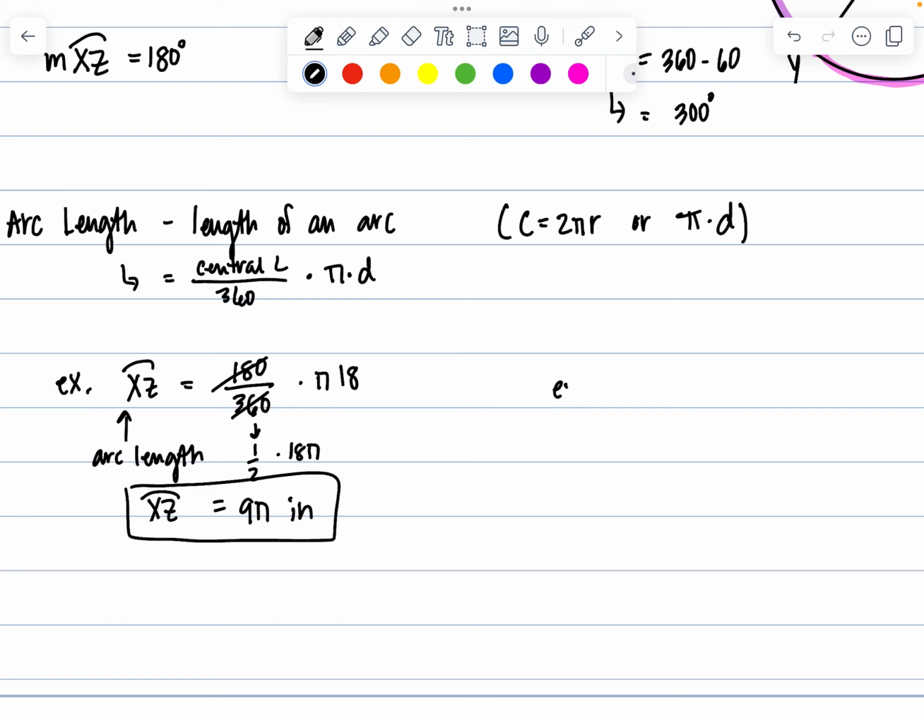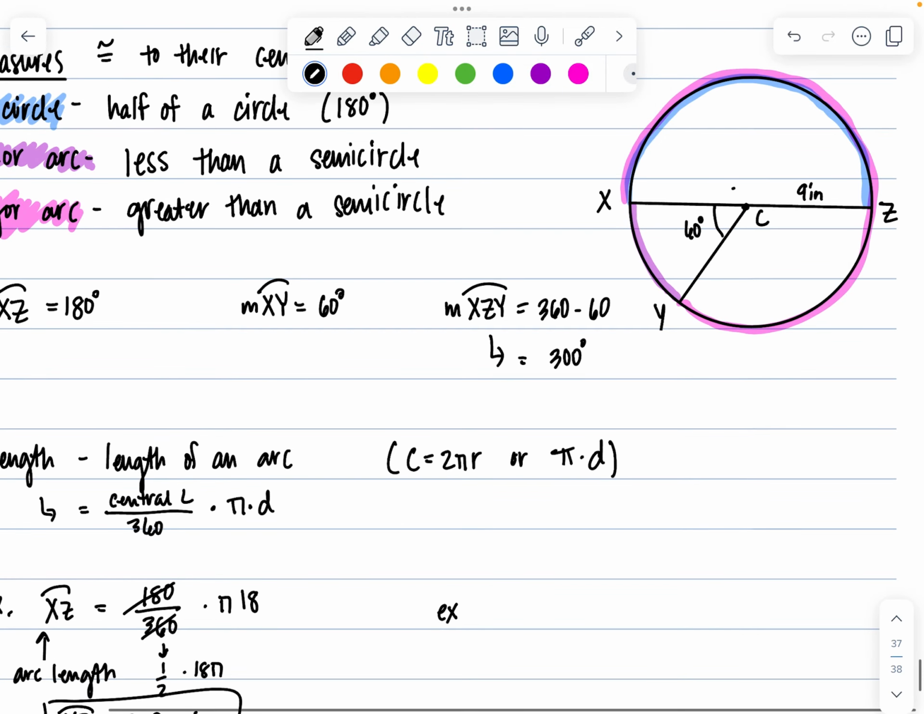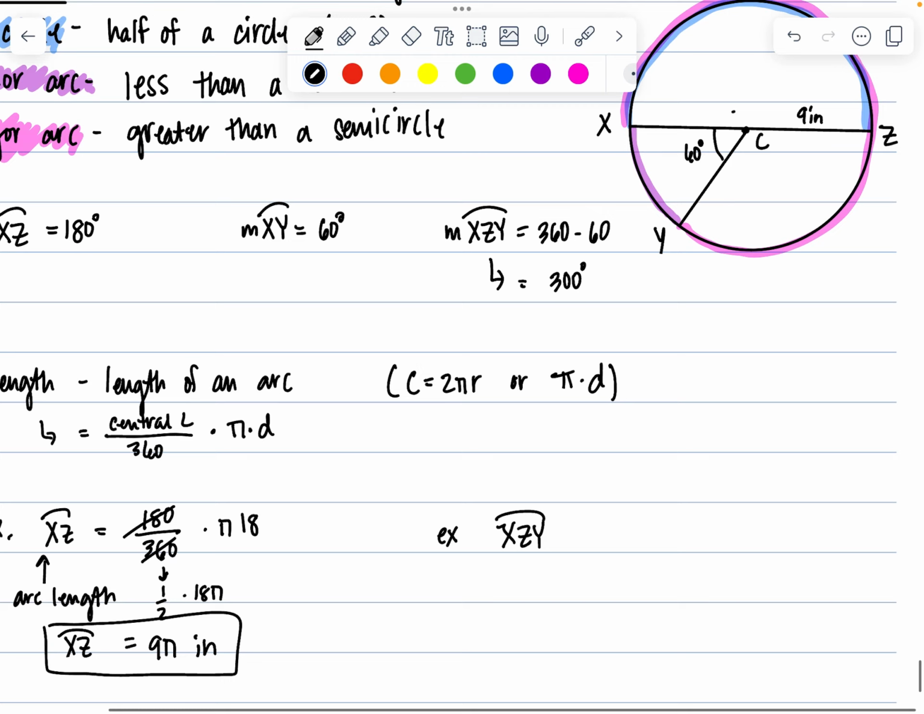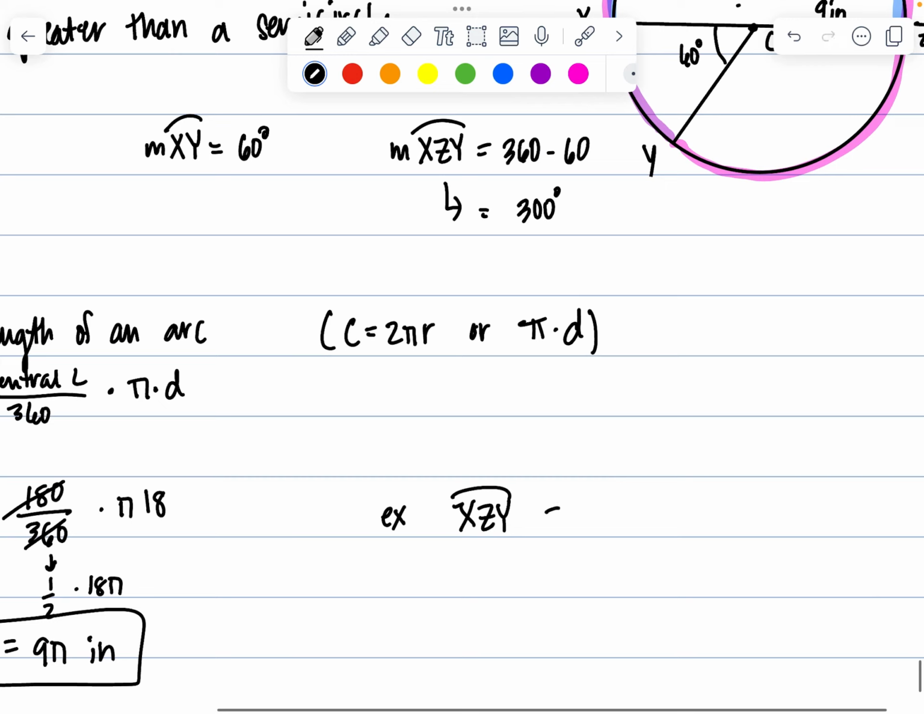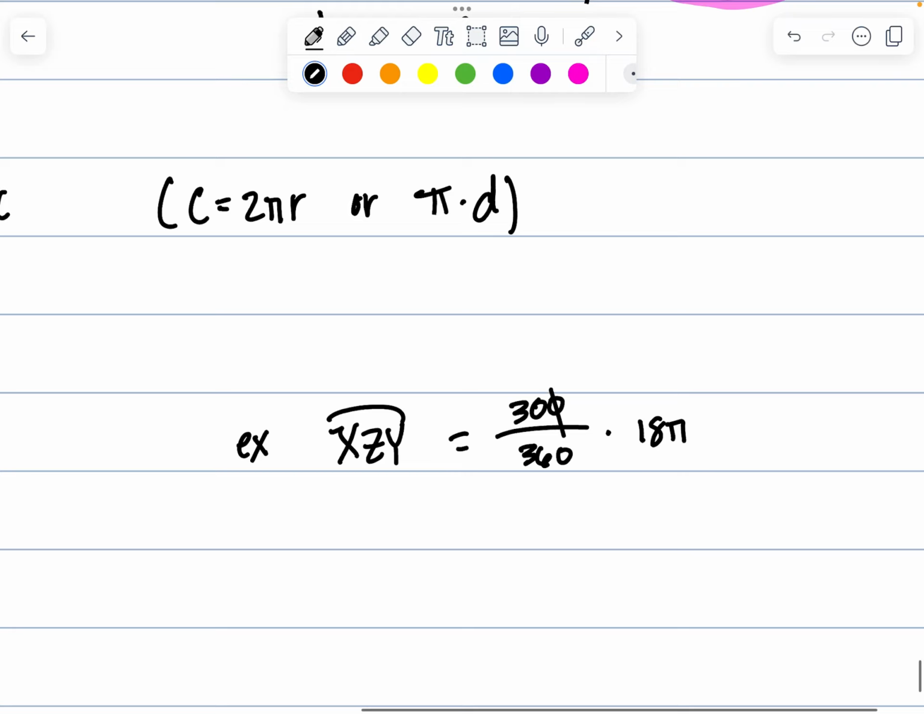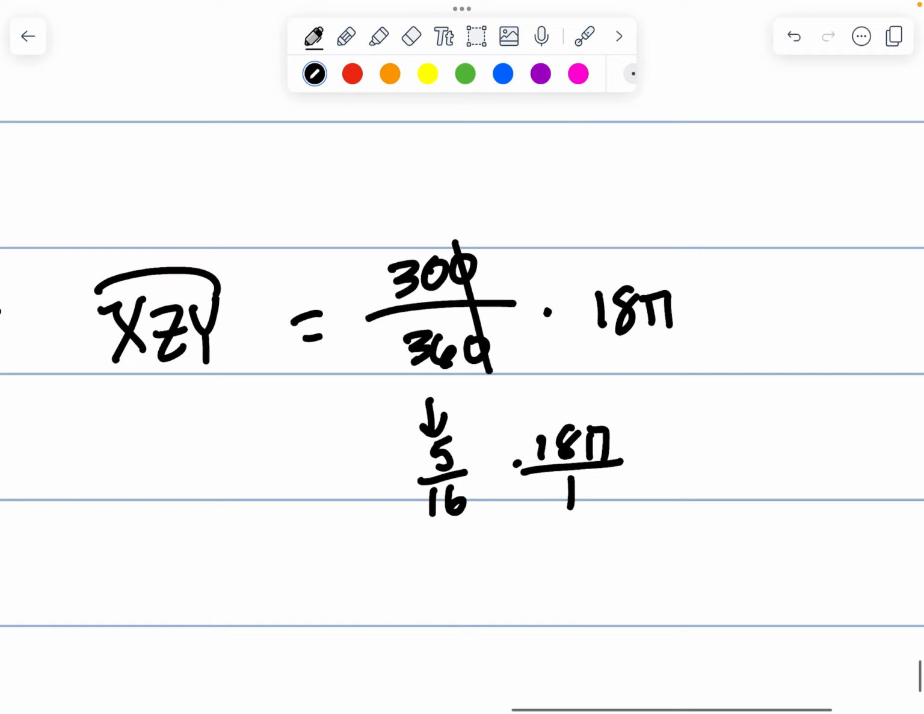Last one. If, for instance, we did the major arc XZY. Well, we know that that is 300 degrees, 360 minus the 60. So we could say 300 over 360 times 18 pi, because that's still the circumference. We could cancel out and then simplify. This becomes 5/6 times 18 pi. I'm going to put this over 1 just to make this a little bit easier to understand.